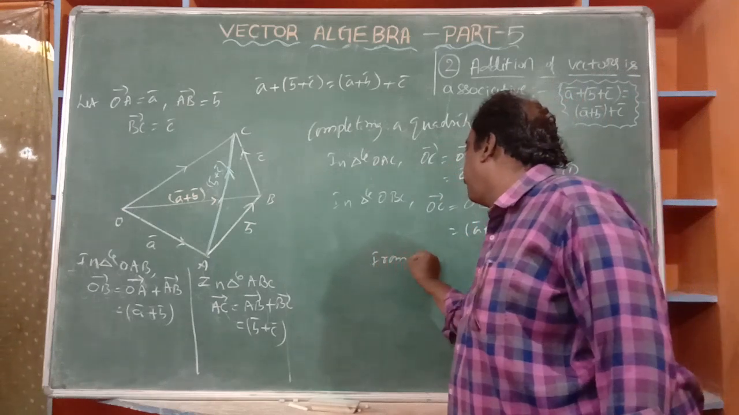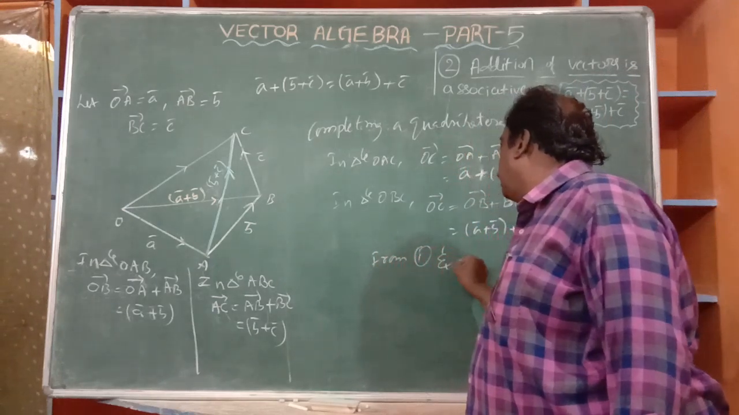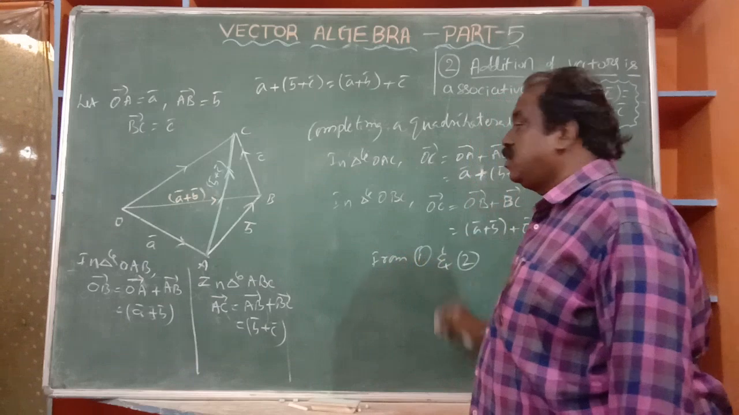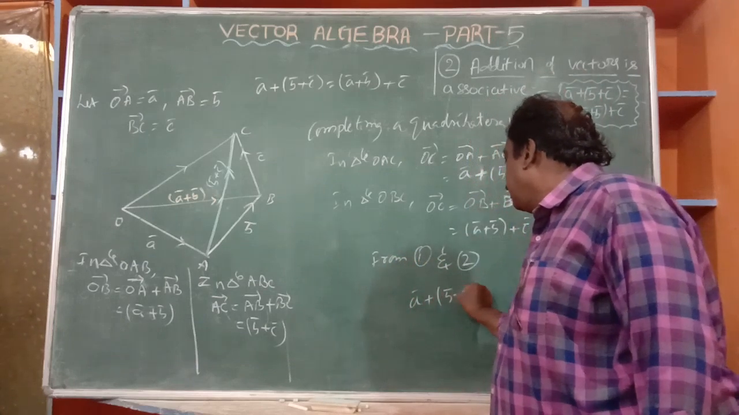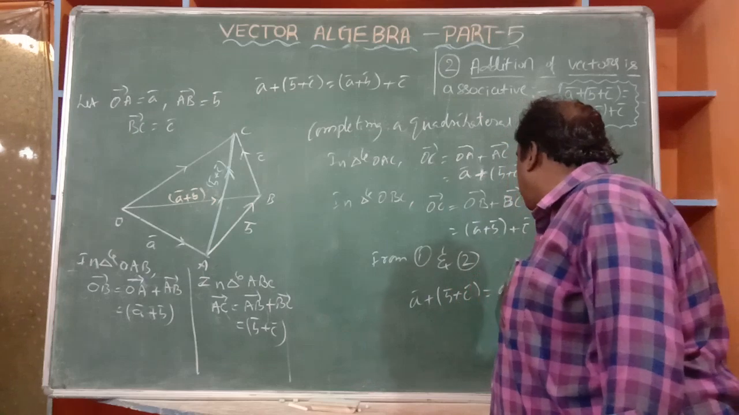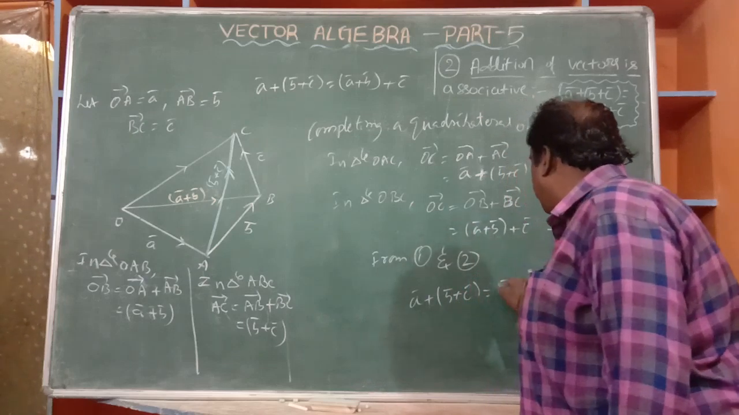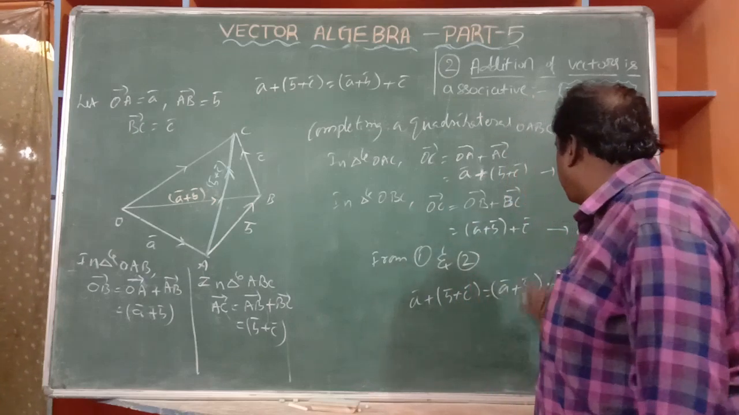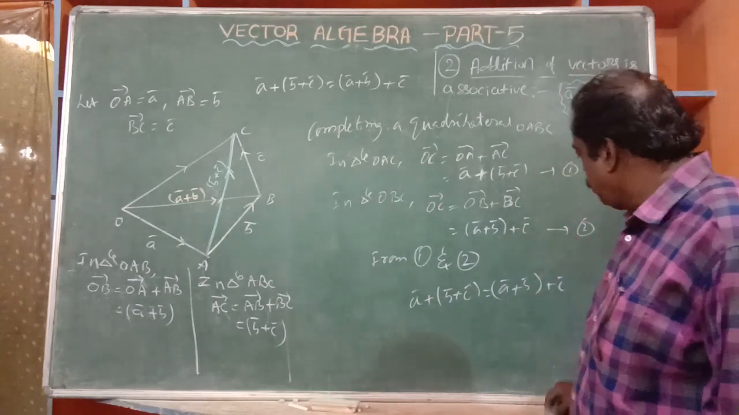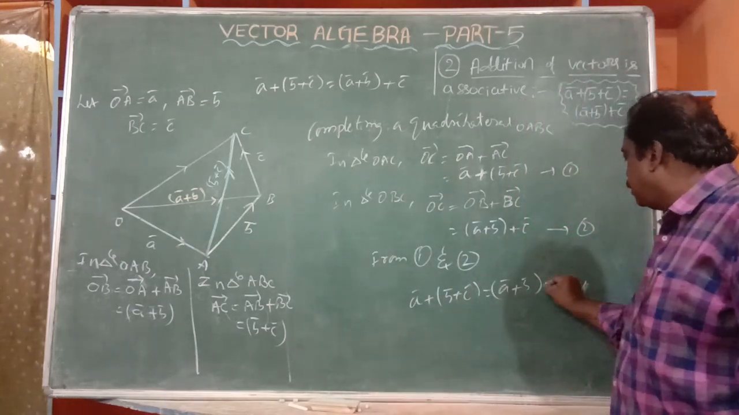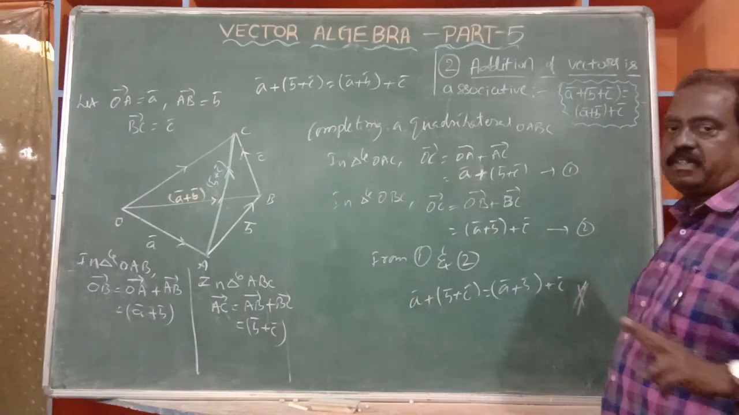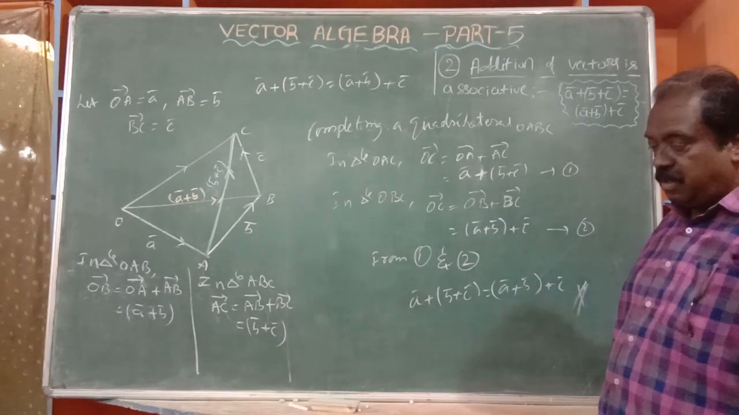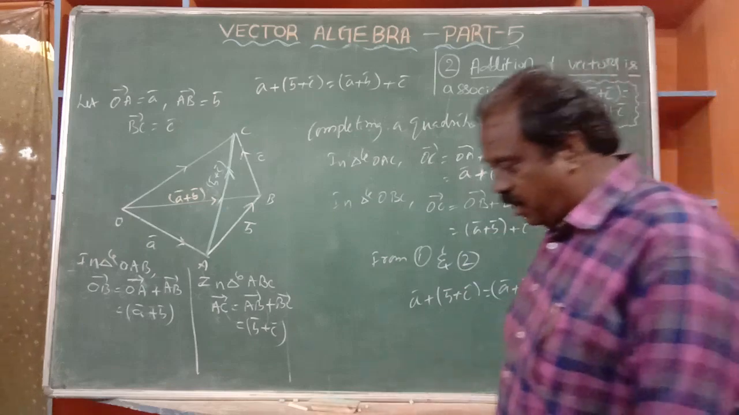From 1 and 2, both are OC bar. So A bar plus B bar plus C bar is equal to A bar plus B bar plus C bar. Hence the theorem is proved. So these two properties are important. Try to understand. Okay, bye.